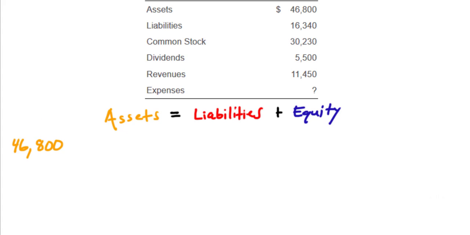Okay, so this company has $46,800 worth of assets. The company owes $16,340 to creditors. So if the company goes out of business, sells off all of these assets, and now it has a pile of cash of $46,800, it first needs to pay off all of these creditors, and then the rest it has for itself, which is what equity means. It divides that remaining amount up between the owners.